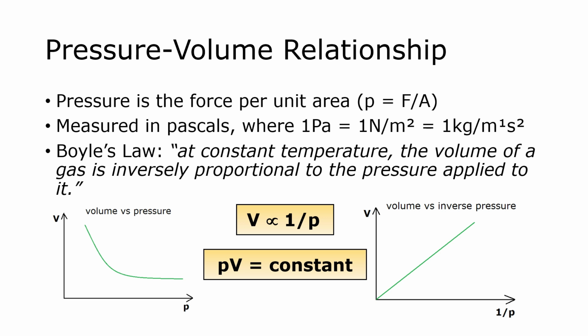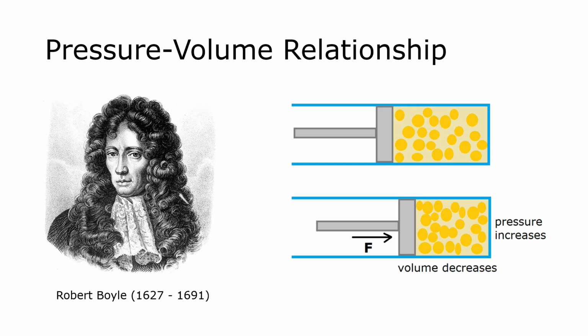So if you were to plot a graph of volume versus pressure, you'd get a hyperbolic-like shape, because one is increasing and the other is decreasing. If you were to plot volume versus the inverse pressure, then you'd get a straight line. And at constant temperature, the pressure times the volume would be some constant number. Robert Boyle, of course, was the scientist who made these discoveries.